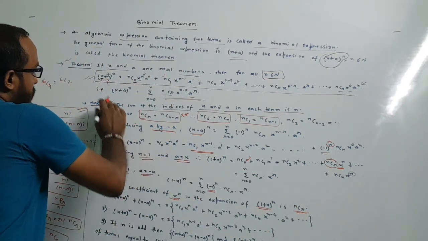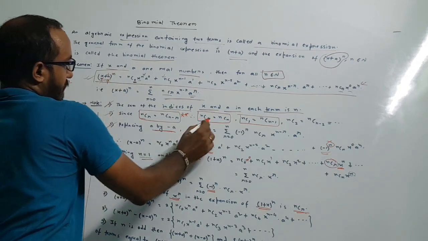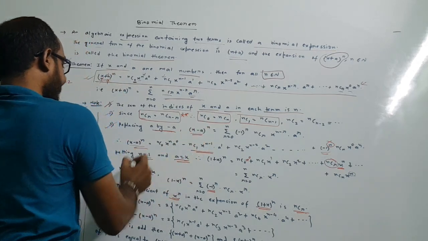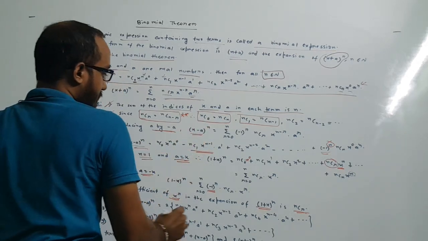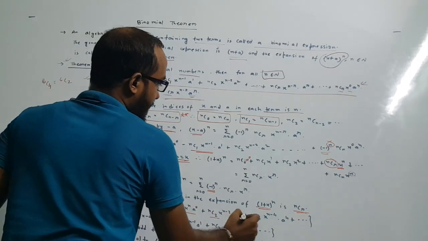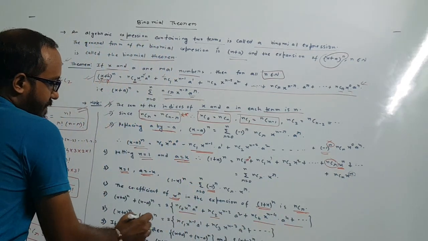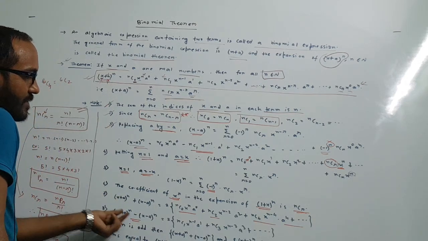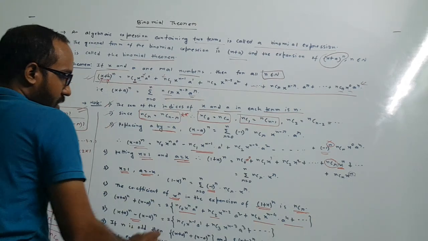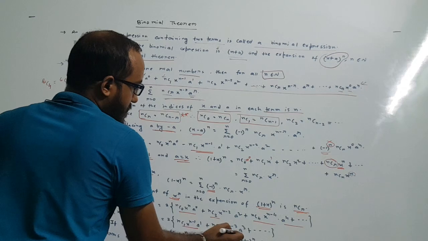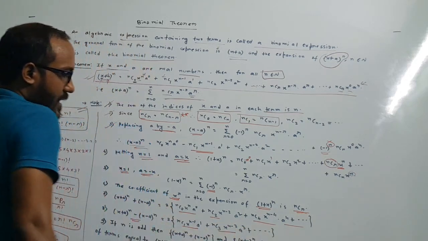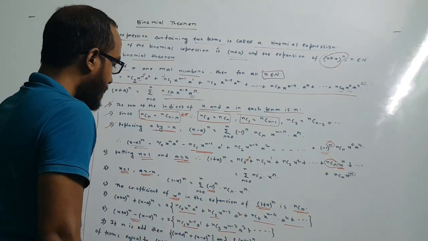Now add these two terms, x plus a whole to the power n and x minus a whole to the power n. If you add these, you will notice that we will have only even terms, twice the common terms. If we subtract, x plus a to the power n minus x minus a to the power n, we will have only odd terms, the sum of odd terms in the bracket, twice.